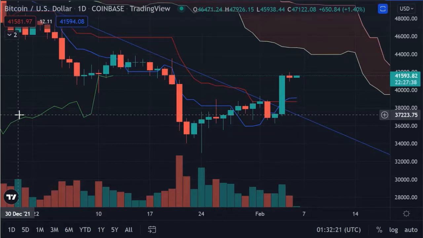So before I get into Bitcoin, it's a little bit longer clip, but if you're interested in technical analysis, it's going to be worth a few minutes of your time to really get an idea of what type of pattern we're seeing in Bitcoin right now. All right, here we go.